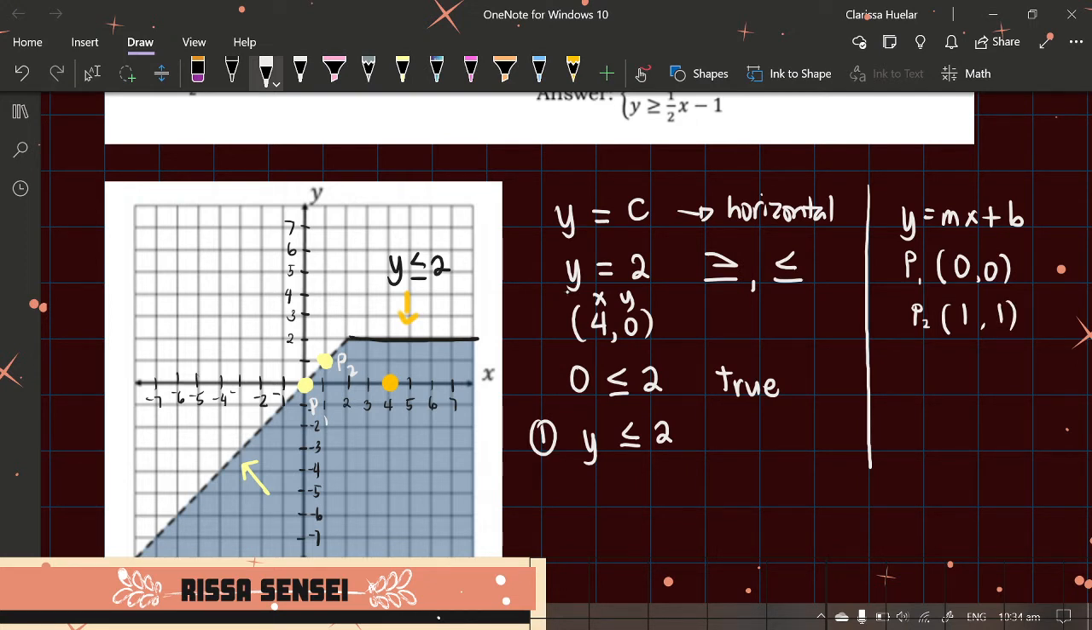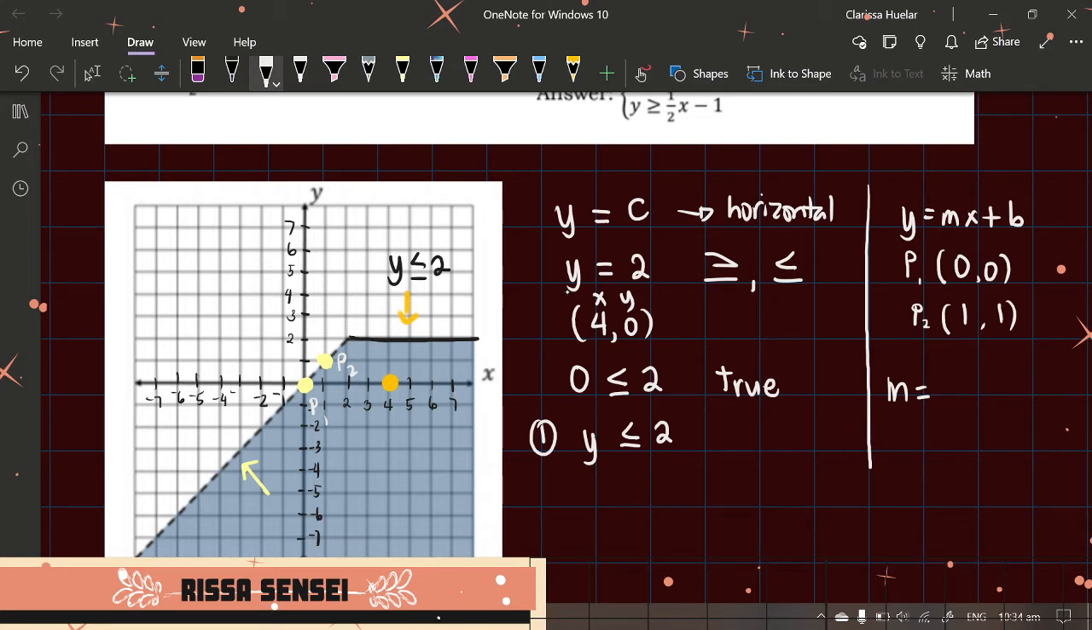Let's just get the slope by using rise over run. Rise over run, or pwede naman yung y sub 2 minus y sub 1 over x sub 2 minus x sub 1. So kapag nag-rise tayo, mag-rise tayo ng isa, run tayo ng isa. Therefore, the slope is 1.